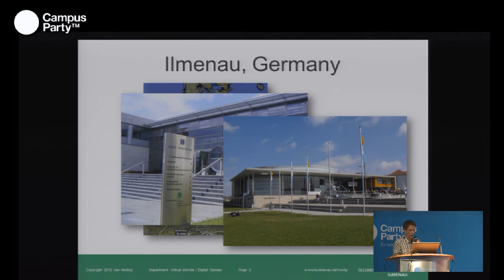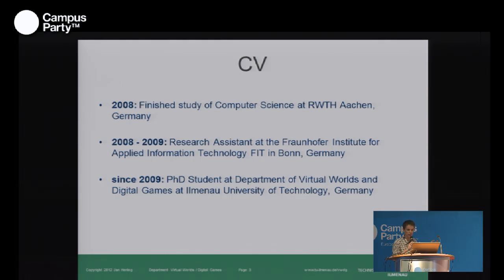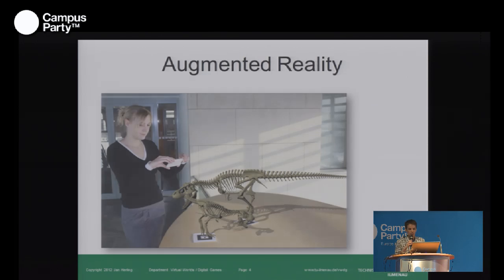So, I'm coming back. So this is my short CV. I'm a computer scientist from Aachen, and I did some research in the area of augmented reality at the Fraunhofer Institute between 2008 and 2009, and afterwards I went to Ilmenau, and now I'm a PhD student there since 2009.